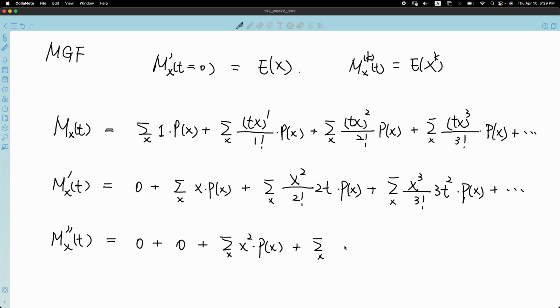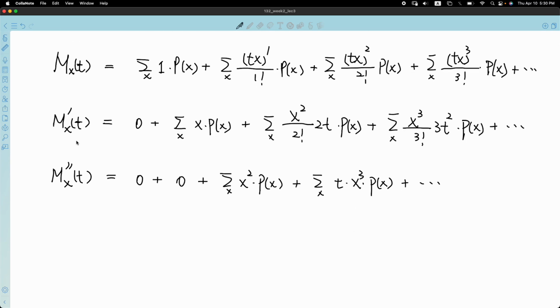t times x cubed. Do you agree with that? t times x cubed, and then p of x, and then again an infinite sum. Here I just want to emphasize that all the terms after the fourth term involve a t, do you agree? Because they are all raised to some higher order power, so when you take another derivative, you still have some t involved in the following terms.